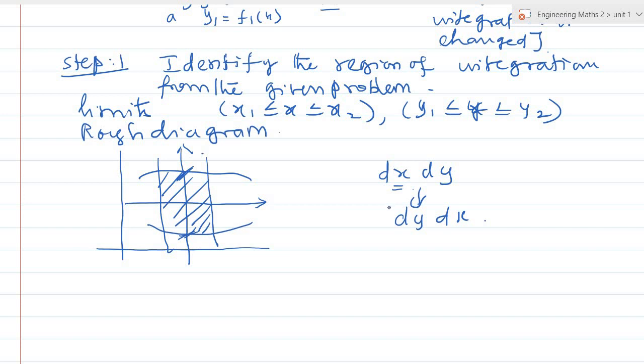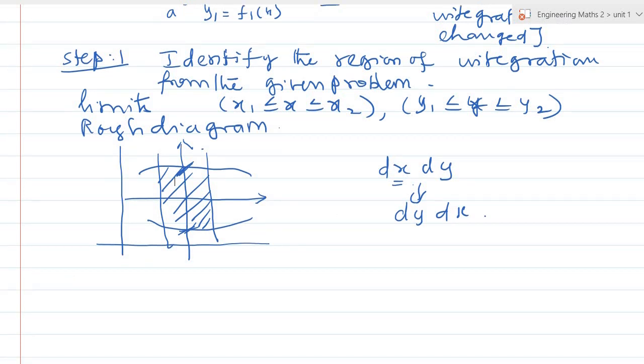So the change of order of integration means the region of integration is identified first, that is very, very important, and then you have to draw the rough sketch of the region. Then easily you can identify, is it not? So these are the steps involved when you are changing the order of integration.